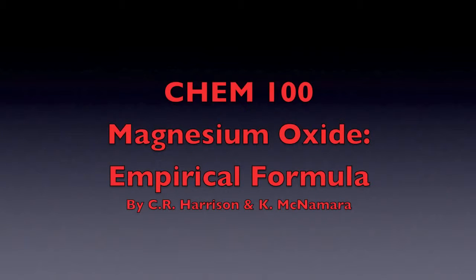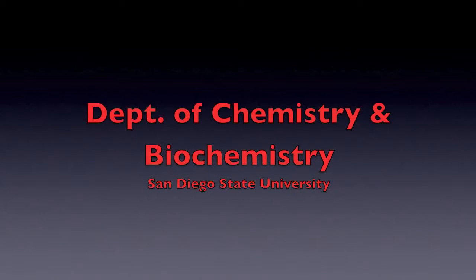In this lab, you will experimentally determine the empirical formula for magnesium oxide. You will do this by combusting magnesium in an oxygen-rich environment.